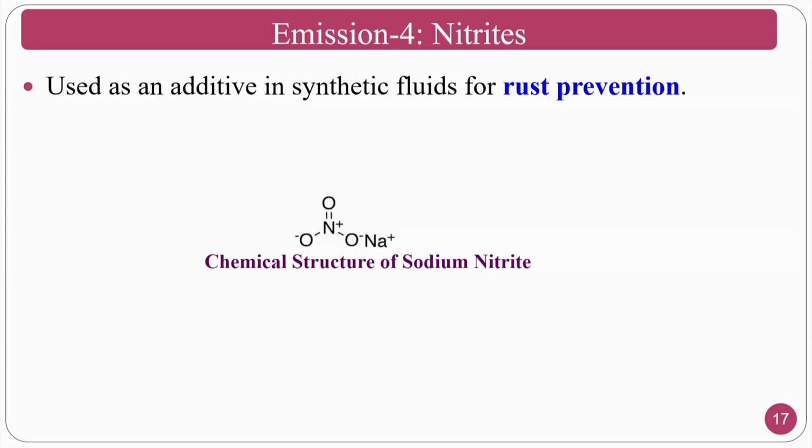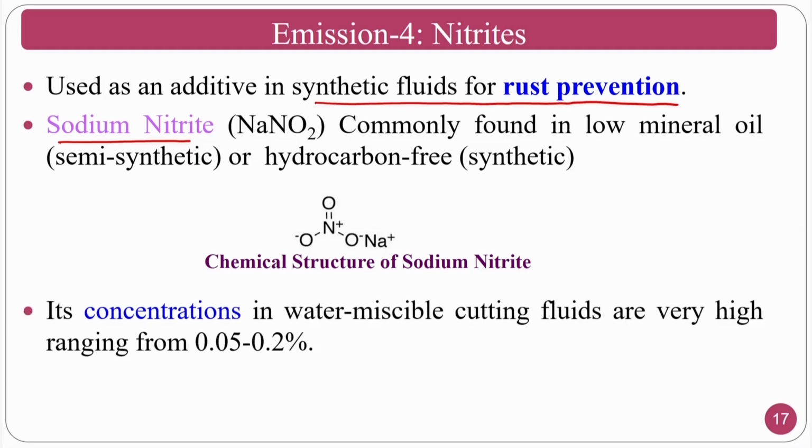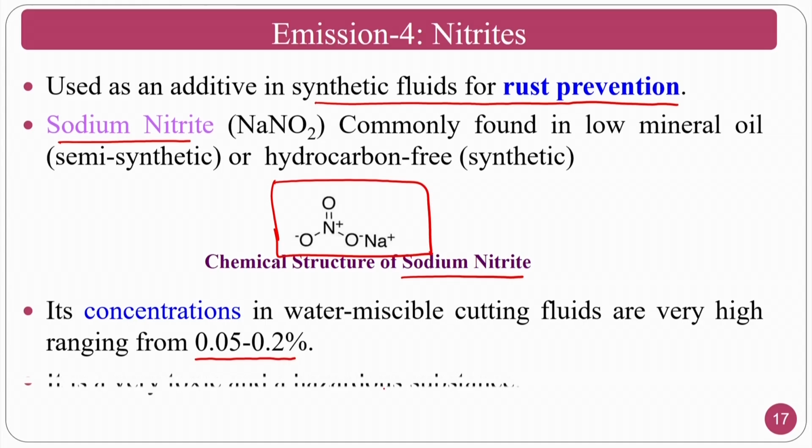Nitrites are another example of the emissions. They are used in synthetic cutting fluids as a rust prevention agent, that is a rust inhibitor or corrosion inhibitor. Sodium nitrite is commonly found in low mineral oil or hydrocarbon-free synthetic oils. The chemical structure of sodium nitrite is shown here in this picture. Its concentration in water miscible cutting fluids is very high, ranging from 0.05 to 0.2%, and it is a very toxic and hazardous substance.